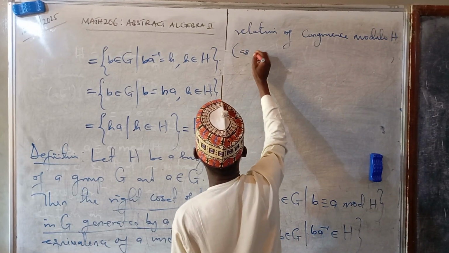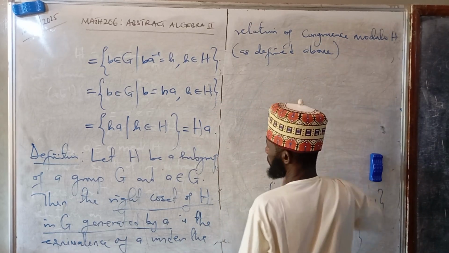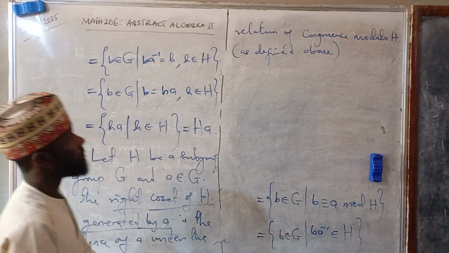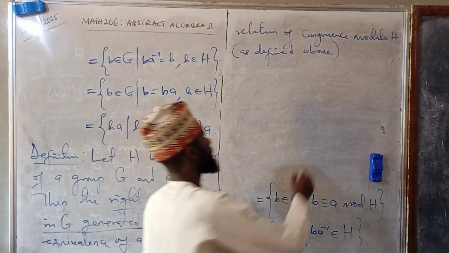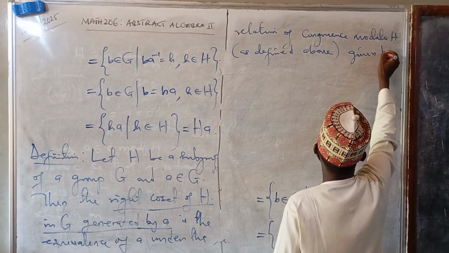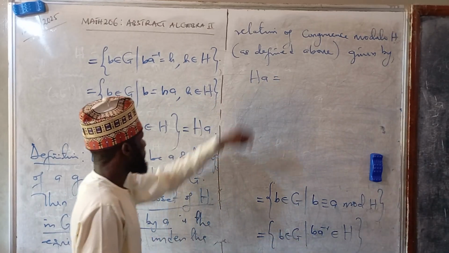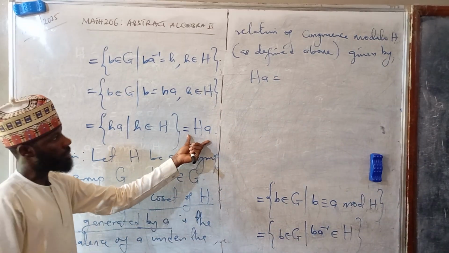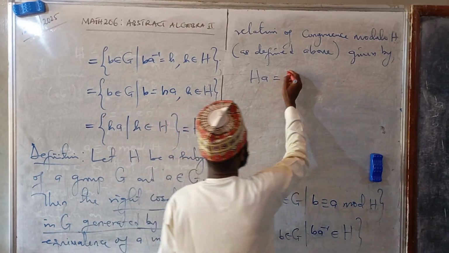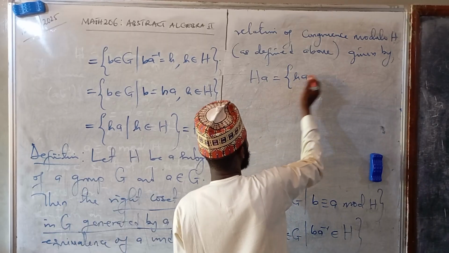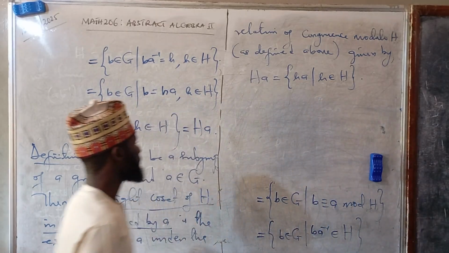As defined above, because if you change the way you define that particular relation, the coset will change. It is given by HA. This is it, because that's what we discovered to be the equivalence class. So the coset generated by an element: just multiply the elements of H by A from the right. And that is what we call a coset.